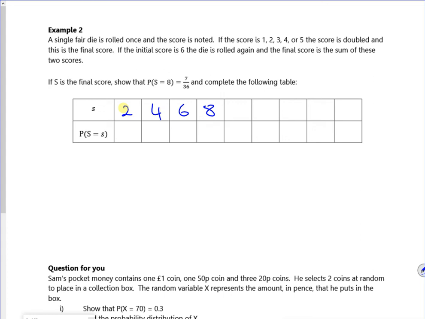Right, hang on. I've misread this. I'm just going to go back and think about this if you read it. So it says the score is a 1, 2, 3, 4, 5 is double. So if the first dice is rolled, I can get a 2, a 4, a 6, an 8, a 10, or a 12. But if the first dice is a 1 to 5, I'll get that 12 on there.